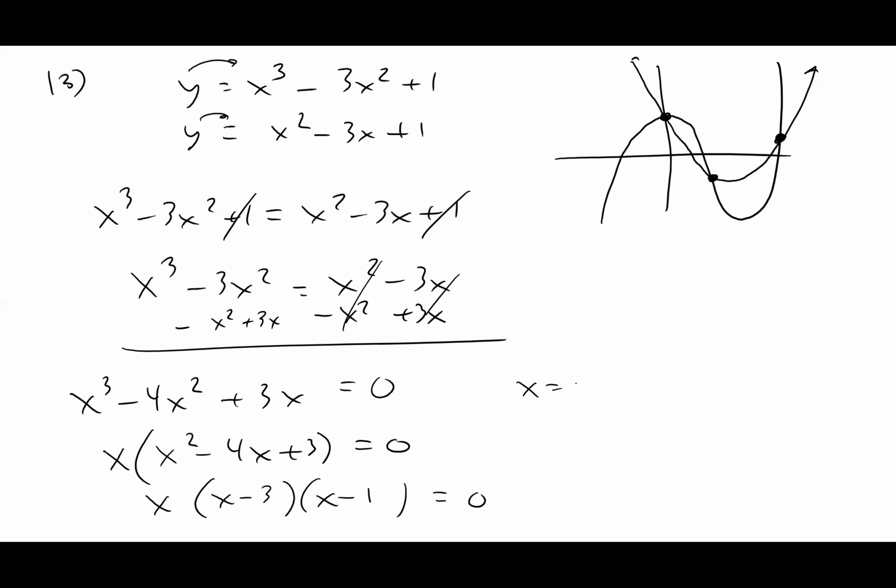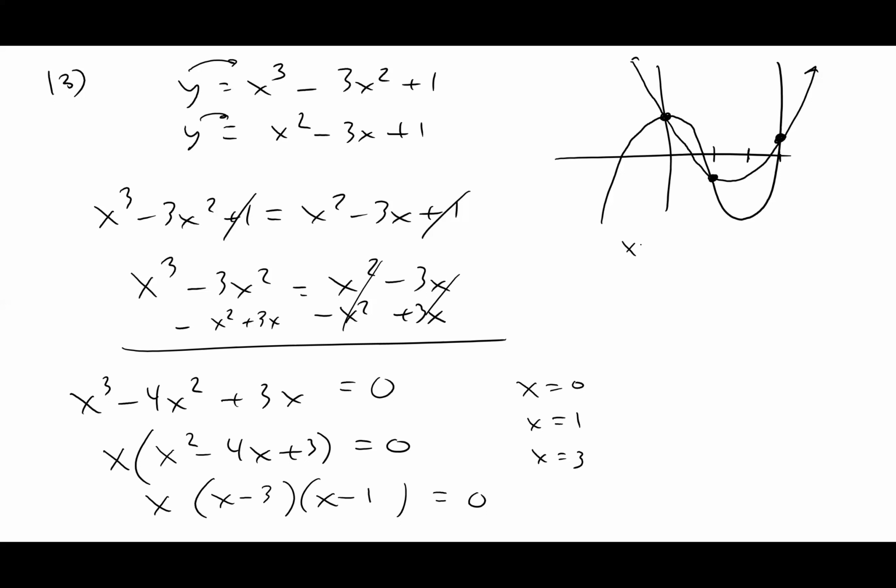Therefore, my solution sets are x equals 0, x equals 1, x equals 3 if we want to write them in order. And the graph, absolutely, there it is. That's 1. 2 is like right here, and 3 is right here. 0's there.